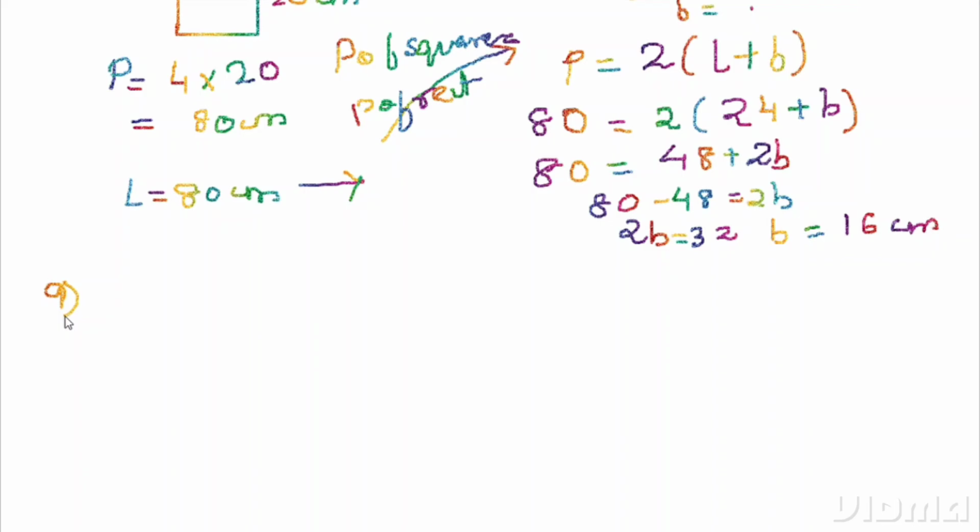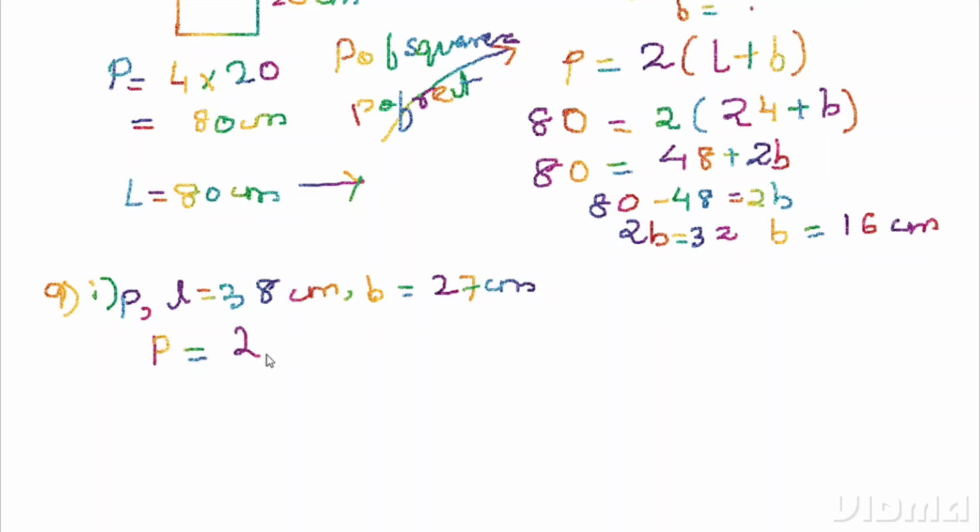The 9th question is simple. They have given you 3 scenarios. First scenario: you have to find the perimeter if the length is given as 38 centimeter and the breadth is given as 27 centimeter. This is simple. Perimeter is 2 times L plus B. You have L and B, so you can find the perimeter. This is the first part of the question.